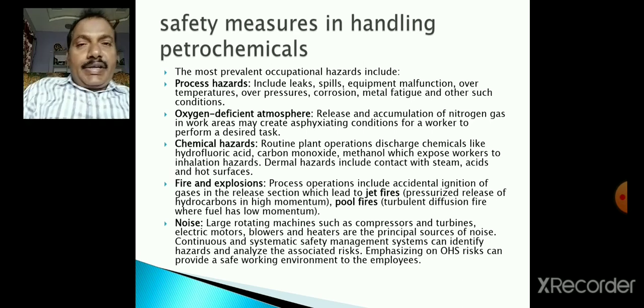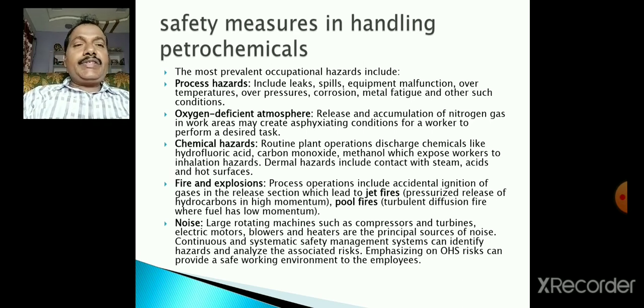And whether nitrogen gas leakage is there, we have to detect that parameter, because it may cause breathing problems and suffocation to the persons. So these things we have to continuously monitor.